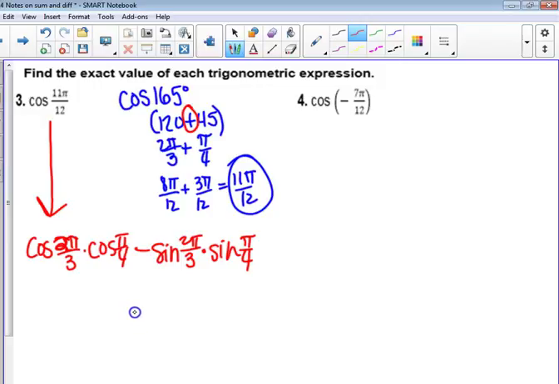Okay, what's the next step? Yeah, evaluate those. What is the cosine at 2 pi over 3? Okay, at pi over 4, it's square root of 2 over 2. Sine at 2 pi over 3 is square root of 3 over 2. Sine is square root of 2 over 2 at pi over 4. Okay, can you simplify that at all? What are you going to get?